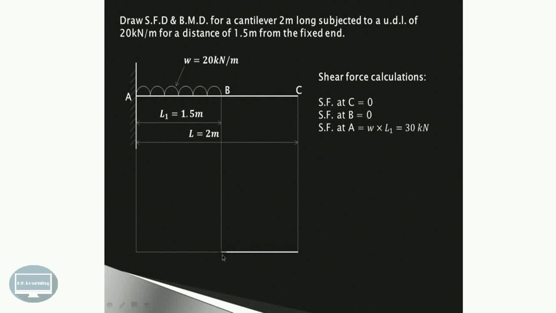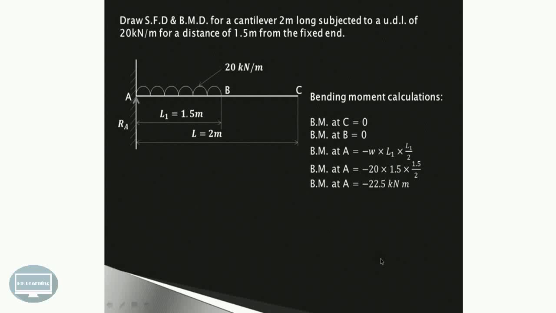So shear force at C is 0, shear force at B is 0, so therefore we have drawn the horizontal line, and at A it is 30 kN. This is nothing but the reaction at A also. So magnitude of this reaction is nothing but 30 kN.